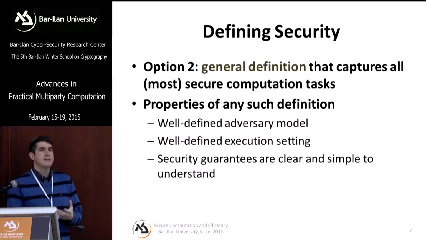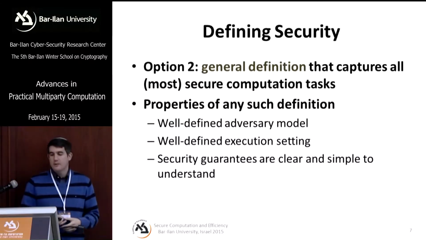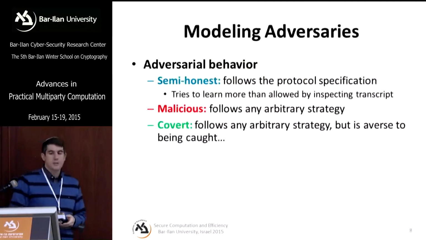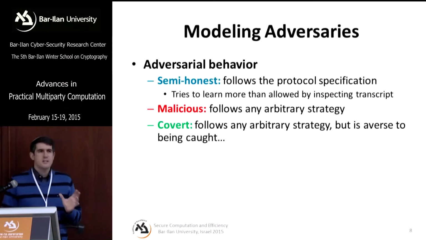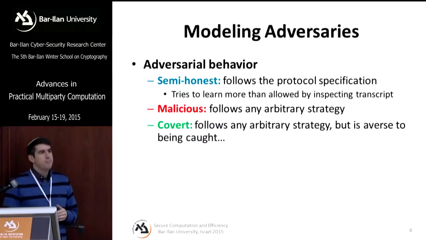We need a well-defined execution setting. So how are the parties linked, in what sort of network? How do they communicate? That's very important. And we want something which, as I mentioned, has very clear and easy to understand security guarantees. So first, understanding adversaries. There have classically been three adversary models that have been proposed.